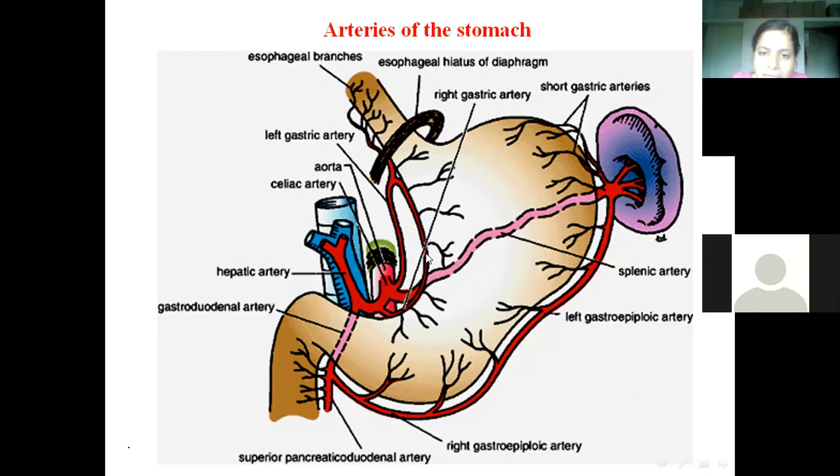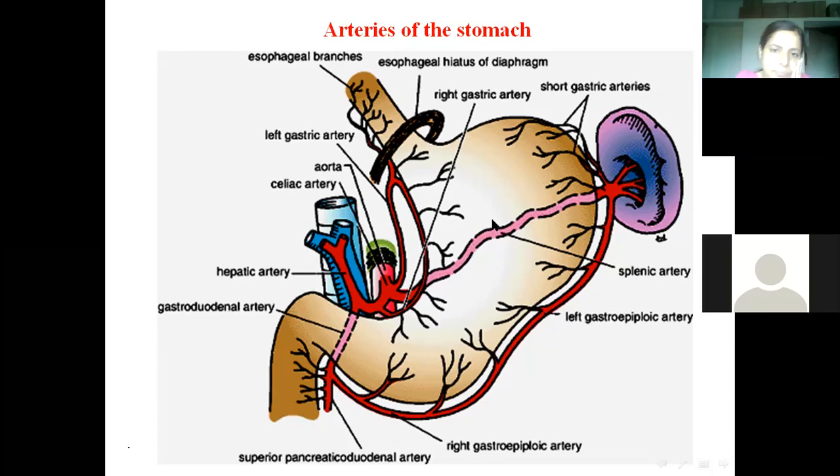So left gastric artery and right gastric artery will anastomose on the lesser curvature of the stomach. Then left gastroepiploic artery is a branch of splenic artery. It anastomoses with the right gastroepiploic artery, which in turn is a branch of gastroduodenal artery, which in turn is a branch of hepatic artery. So these are the main branches which are supplying the stomach.